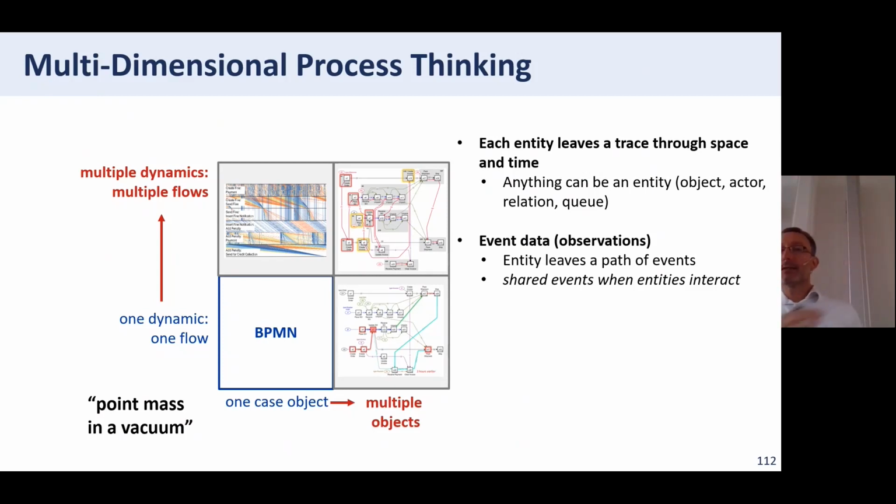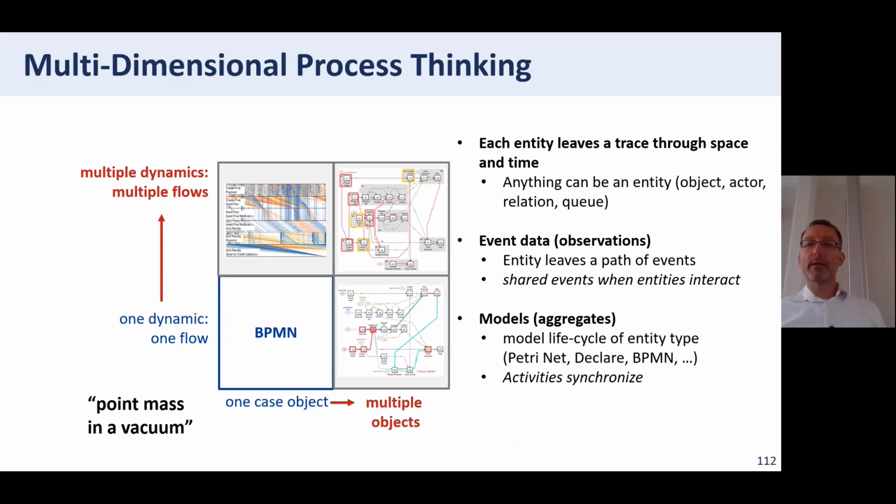And the data an entity leaves is a path of events. And we have shared events when entities interact. Then, from the model and the aggregates of this data, we model the life cycle of this entity type. Or if you don't go for Petri nets, you go for Declare. You model the rules that govern how this model behaves.